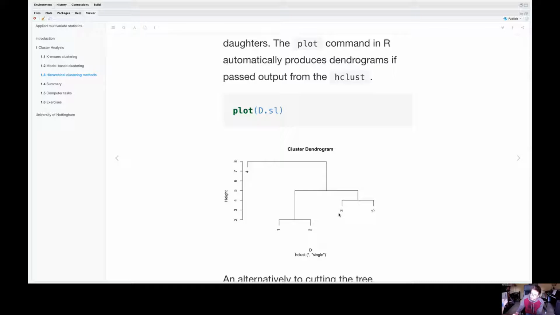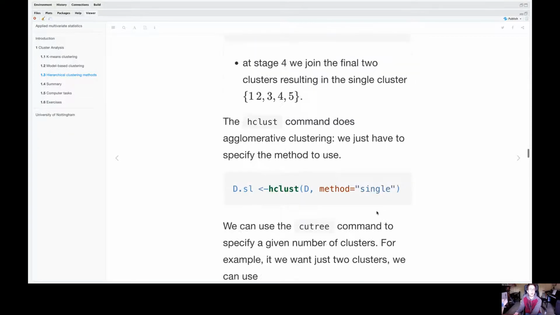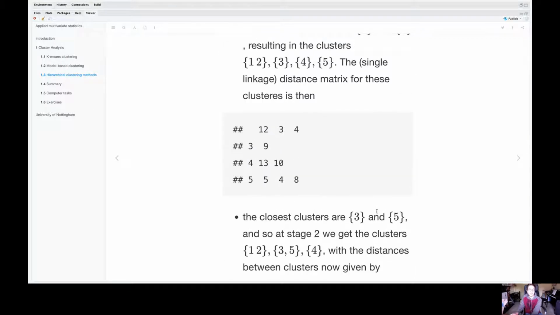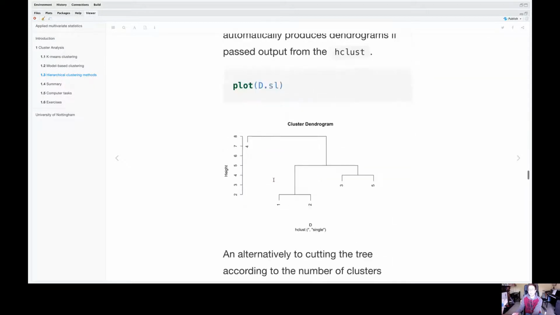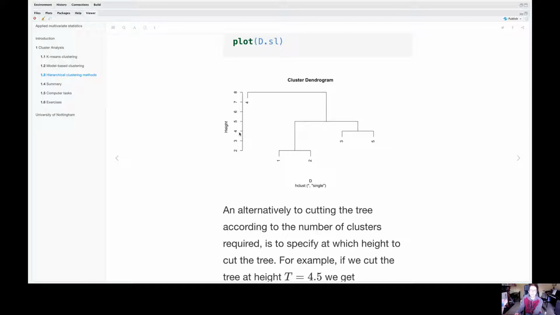So if we go up the tree, we find the next to join are 3 and 5. And remember, they were joined in stage 2. The distance between them was 4. So if we look back at our dendrogram, you can see they were joined at height 4. They joined next. We keep going up. We find the next join is between the clusters {1, 2} and {3, 5}. So that happens here, and that was at height 5, which is what we found. And then finally, we go all the way up, and we get them all joined together at height 8.